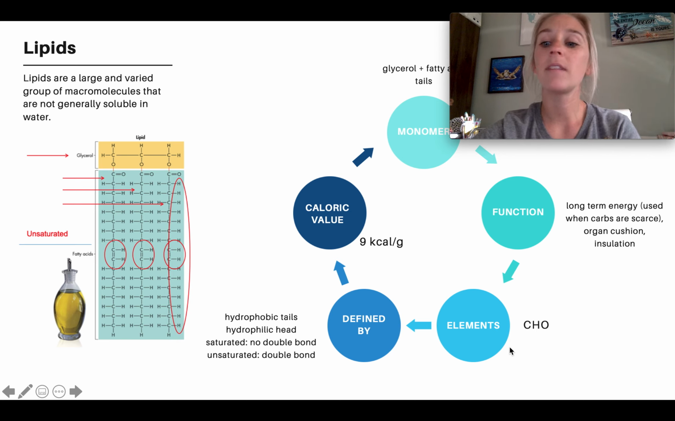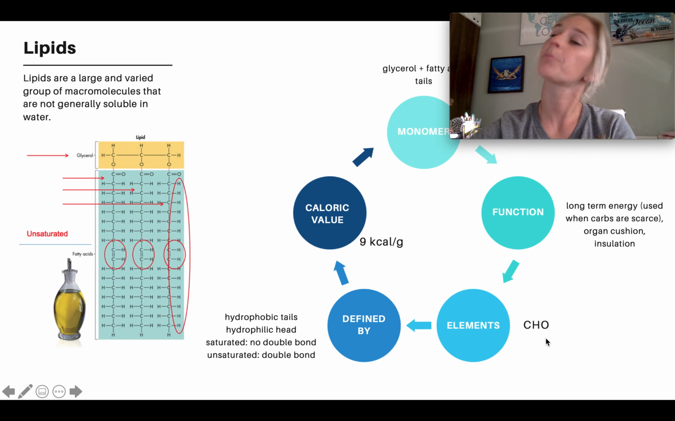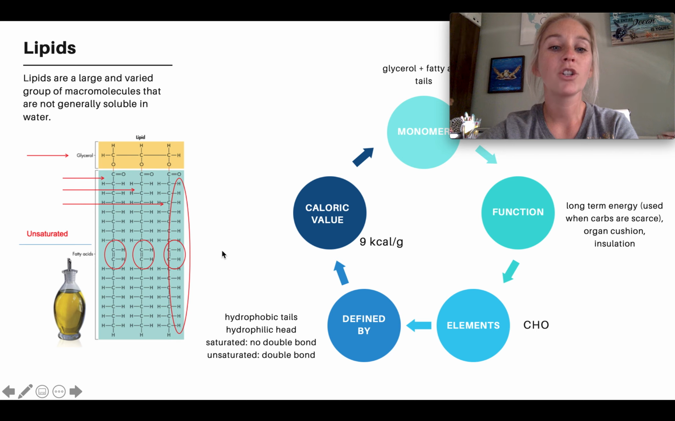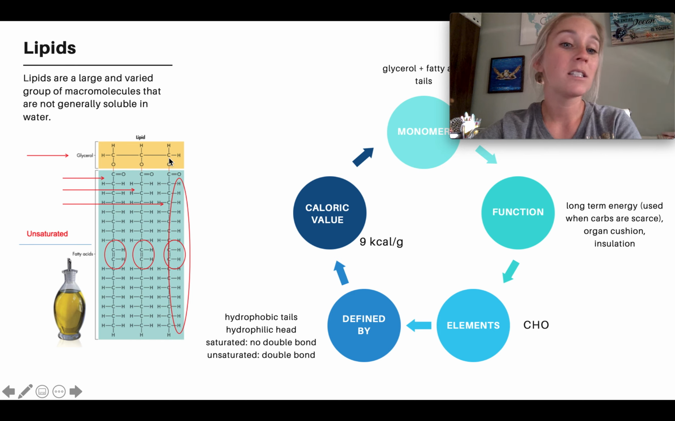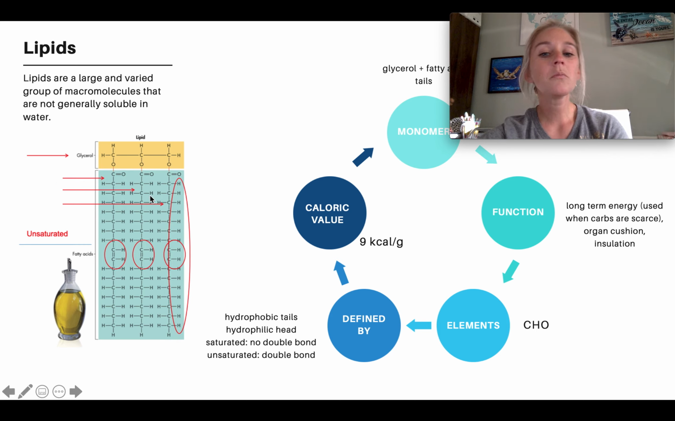They are also made of the elements carbon, hydrogen, and oxygen. They can be defined by their hydrophobic tails. So the tails are hydrophobic, afraid of water, and there is a hydrophilic head. The tails are afraid of water. The hydrophilic head is not scared of water. It kind of enjoys it. So we'll talk more about this structure when we talk about membranes.